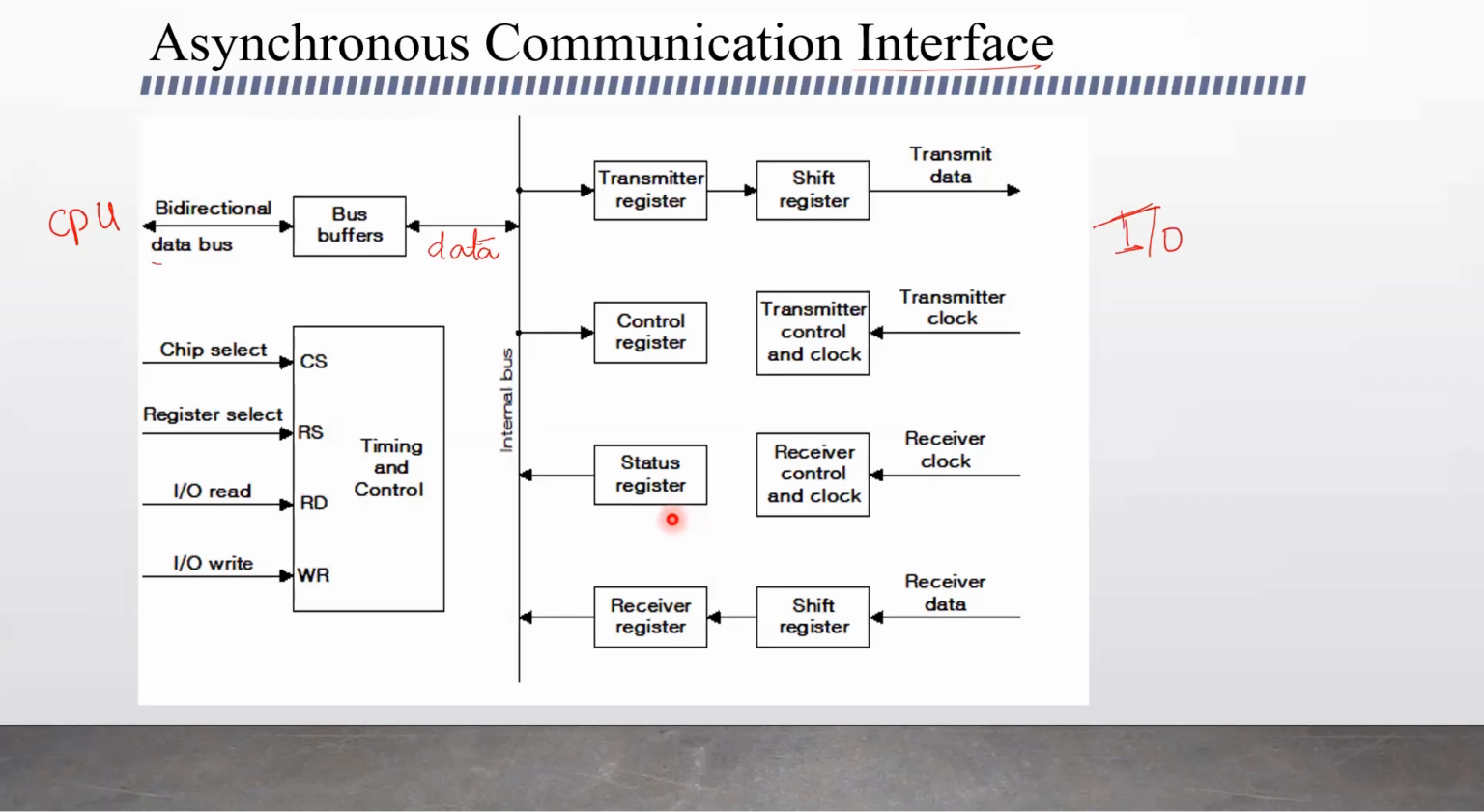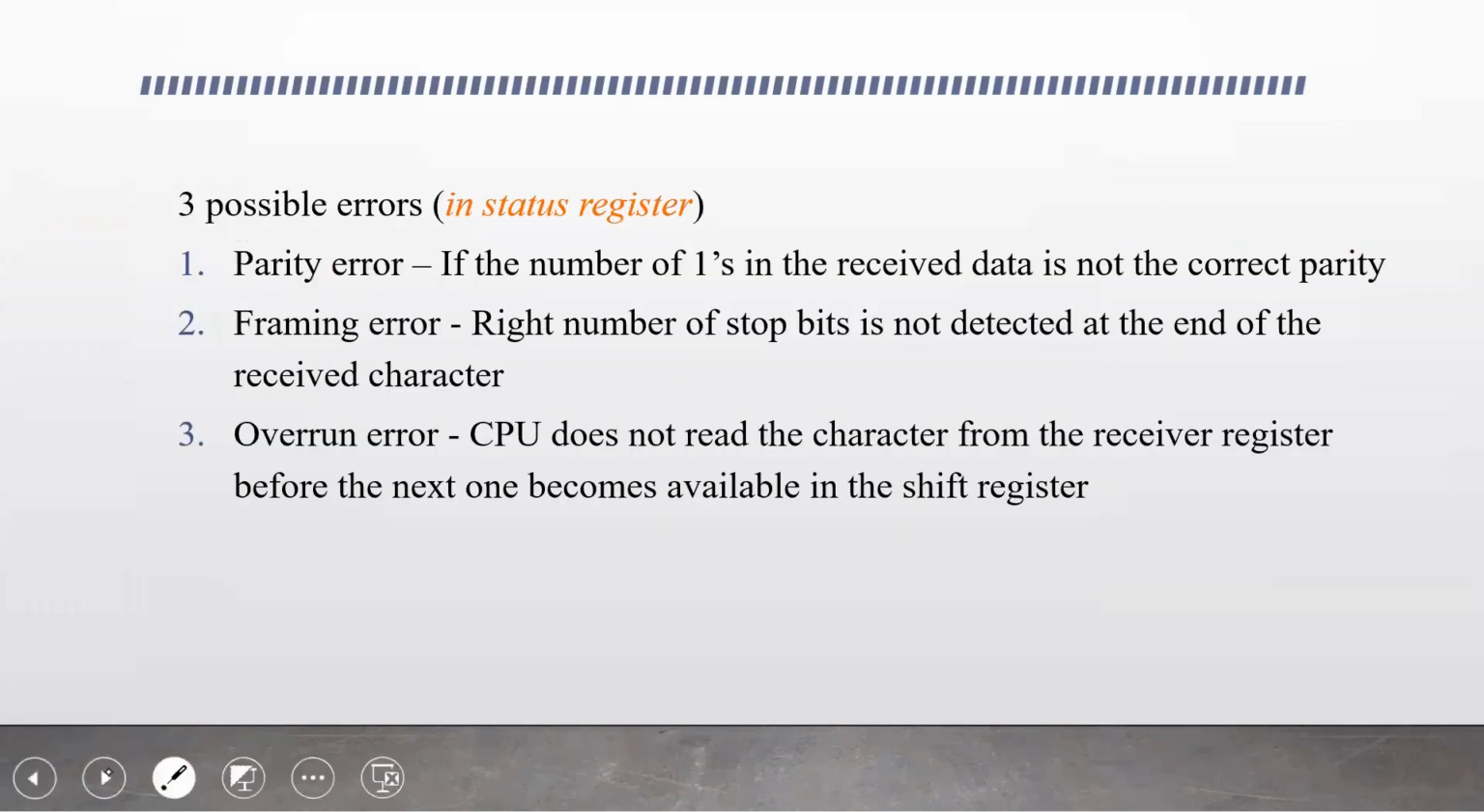In addition to that, it also shows the status of error conditions, errors that occur during transmission. There are three possible errors that can occur during transmission, and the status register can record three possible errors. The first one is parity error.